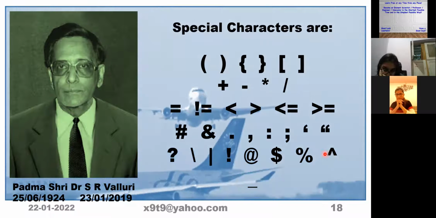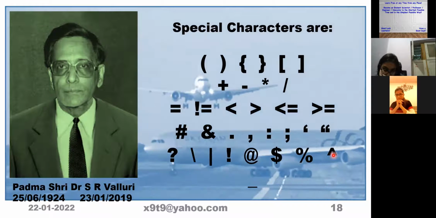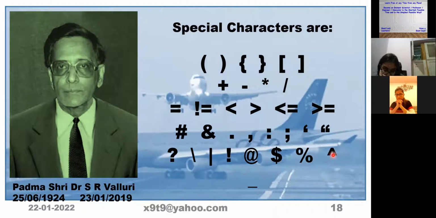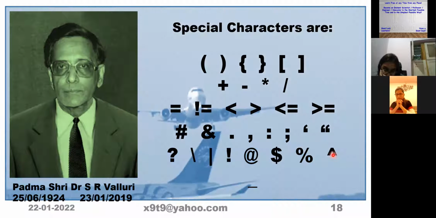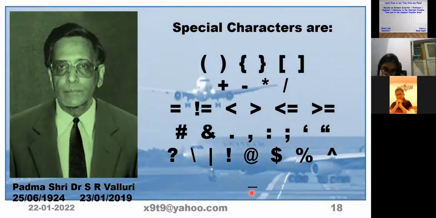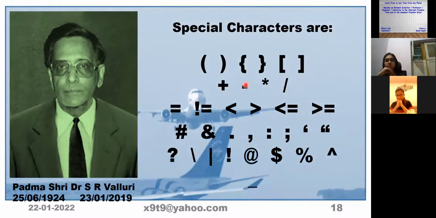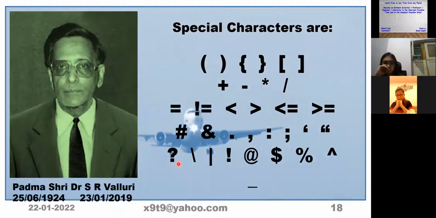This one, some people call it as caret. It is for something like raising something to the power of something. And this is called underscore symbol. This is the minus, but this is the underscore. It comes at the bottom level somewhere here.